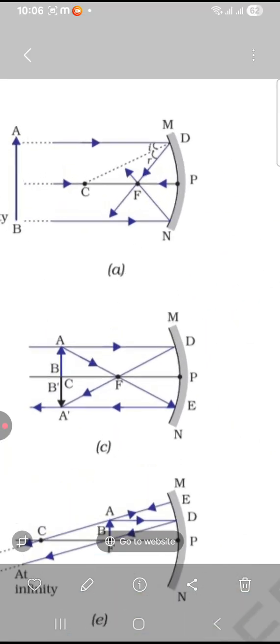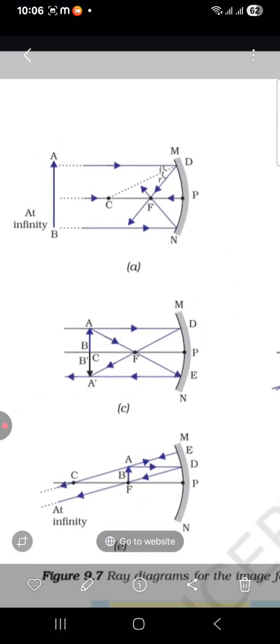And what is the special characteristic of concave mirror? Here the size of image and nature of image depend on position of object. You will see if object is at infinity, then parallel rays are incident on the mirror and these rays converge at a point. That point is known as focus. So a point size real image is formed at focus if object is at infinity.